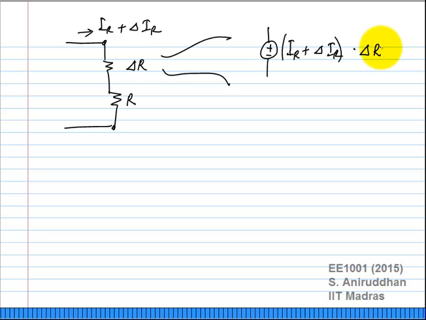Why am I going to do that? Because the original network still had R. Okay, I want to create a parallel between the original network and this network. So this I am going to say is approximately equal to IR times delta R. I am going to neglect the delta IR times delta R term. Okay, because that is going to be much smaller. Is that clear?